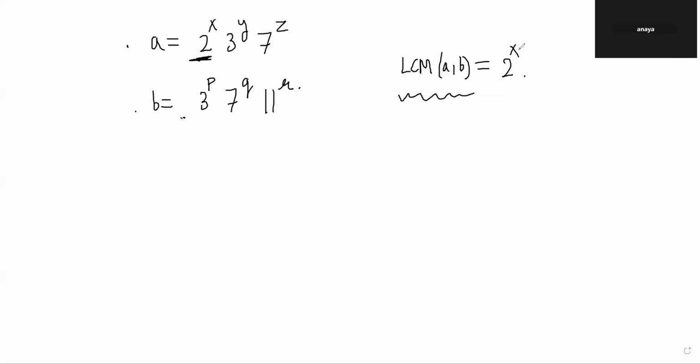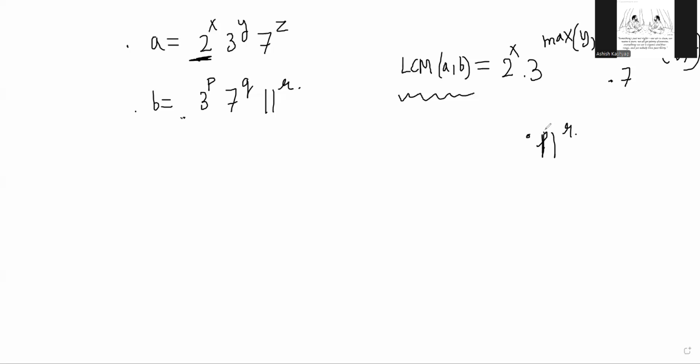If your LCM doesn't have 2 power x, then a can never divide it, right? You understand what I'm saying? Here it will be 3 power, whichever is the bigger out of y and p. And then it will be 7 power, whichever is the max of q and z. And then it will be 11 power r because that is not present in the other one. So the prime factorization tells you the way to find the LCM. You have to always keep track of the higher powers.